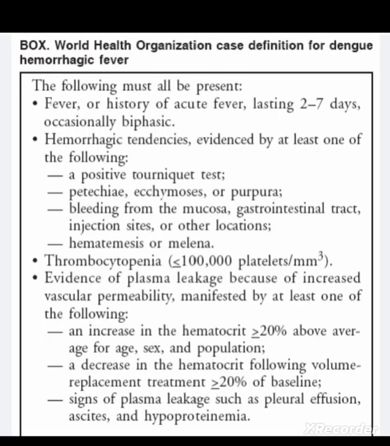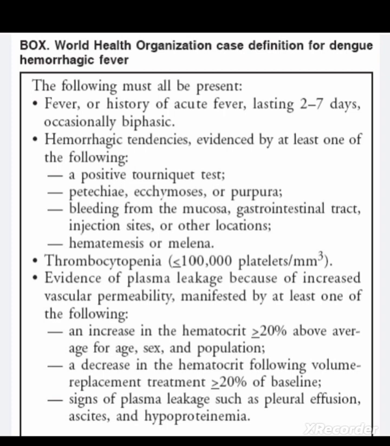Dengue hemorrhagic fever is a severe form of dengue fever caused by infection with more than one dengue virus. So here more than one dengue virus will affect this patient, and the incubation period will be the same, that is 4 to 6 days or 3 to 10 days, and the symptoms will vary along with the classic dengue fever signs and symptoms.